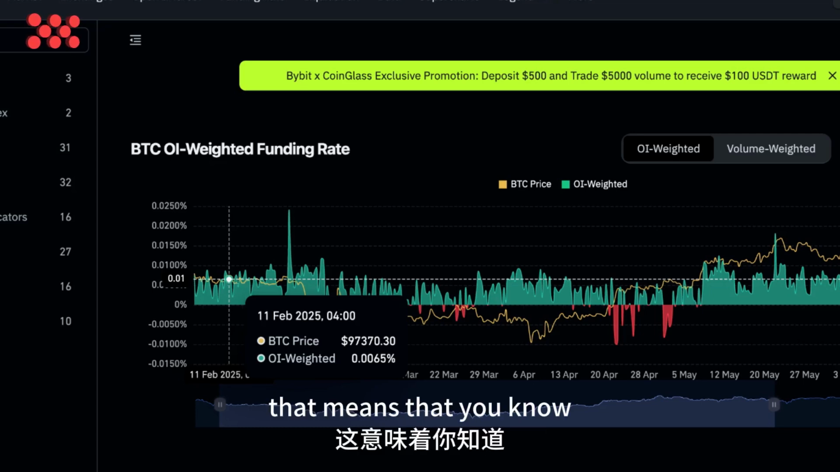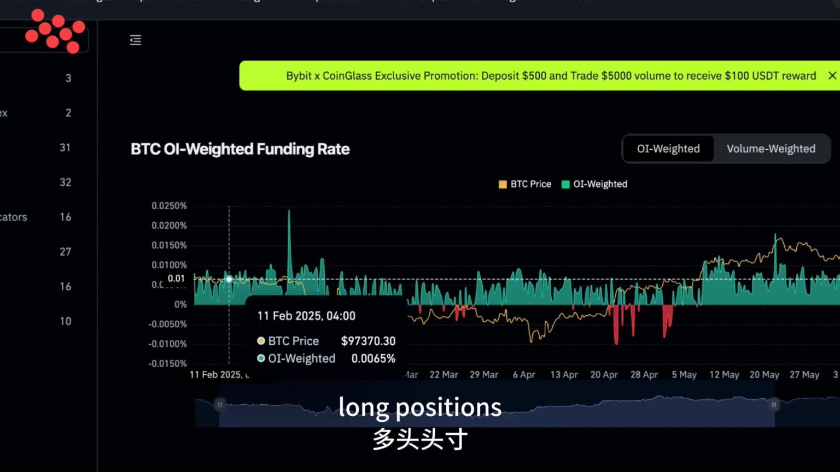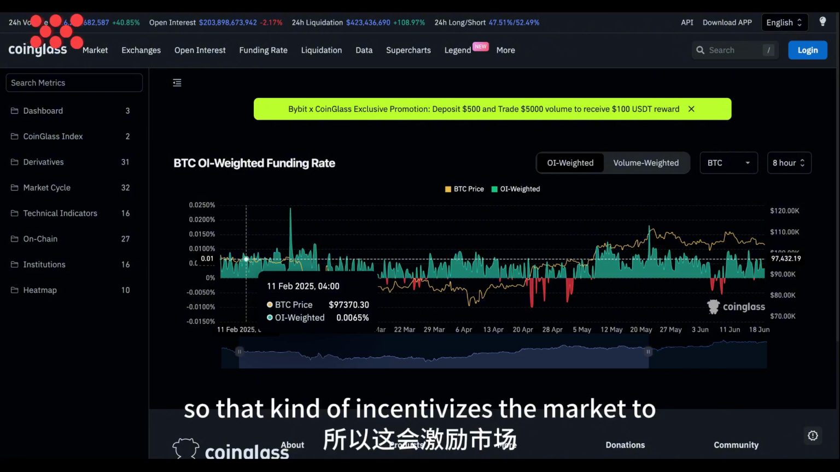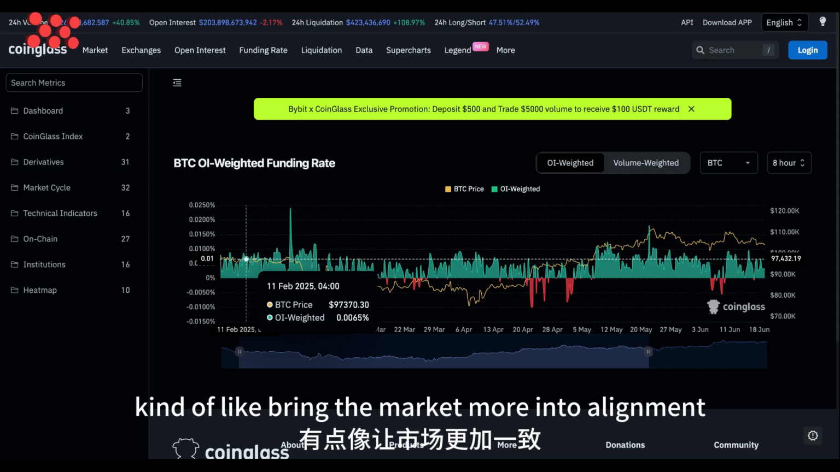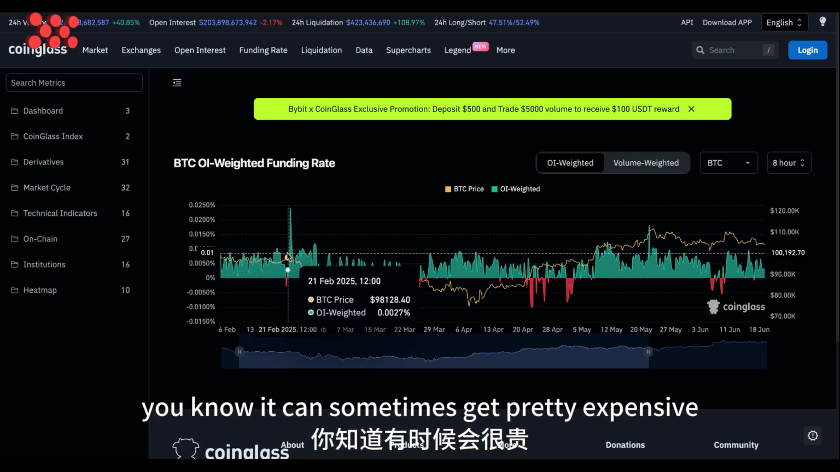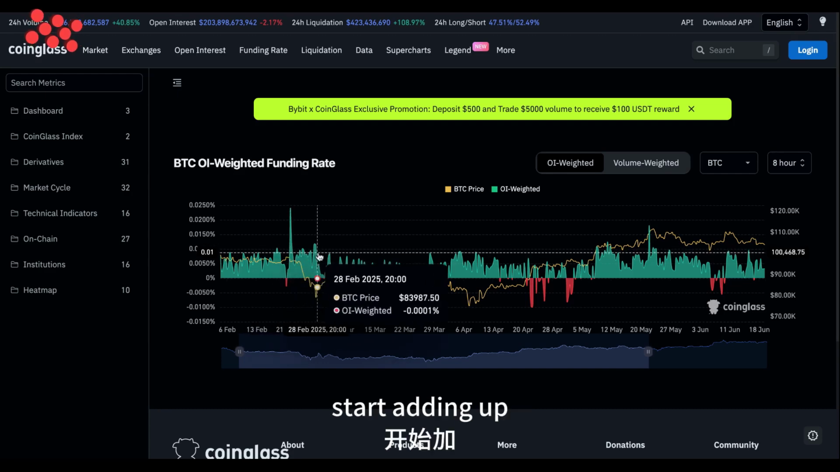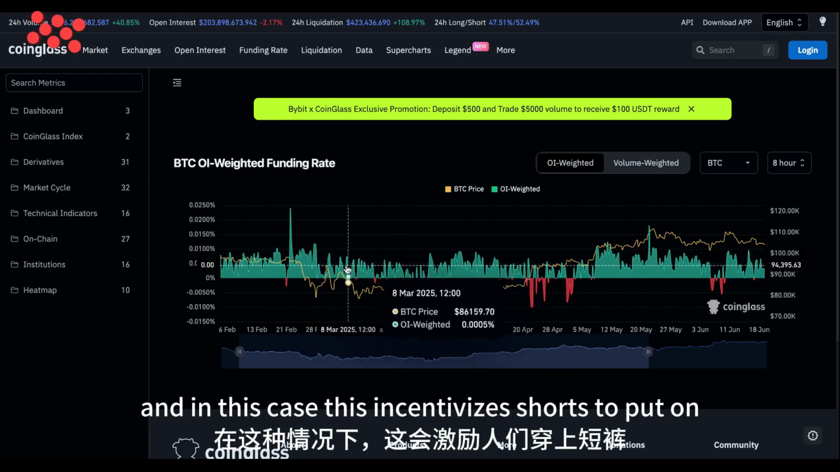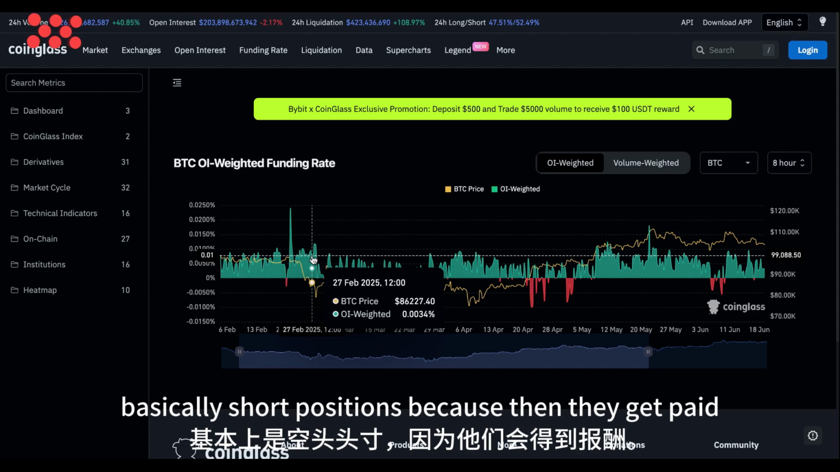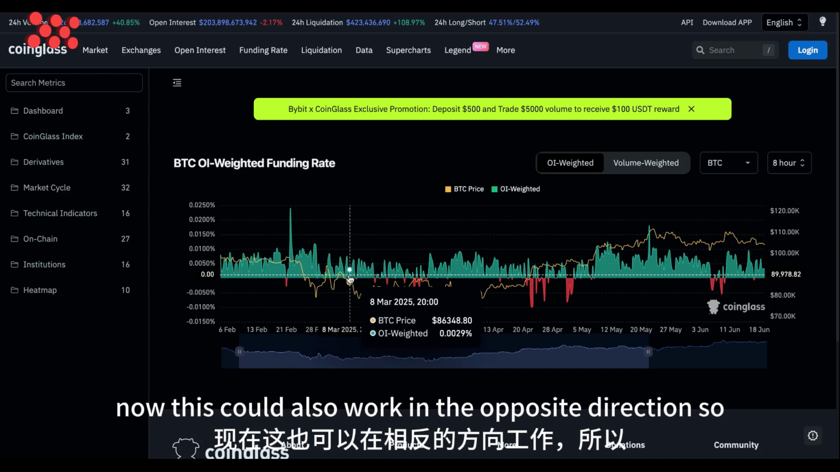So to compensate for the imbalance, the long positions have to pay the short positions, right? That incentivizes the market to come more into alignment, more into balance. When the funding rate becomes positive, it can sometimes get pretty expensive to hold long positions because these fees start adding up. And this incentivizes shorts to put on short positions because then they get paid from the longs, right? Now, this could also work in the opposite direction.